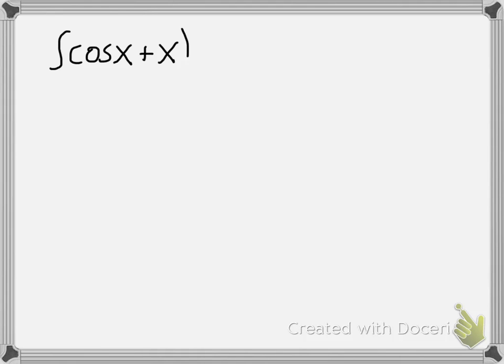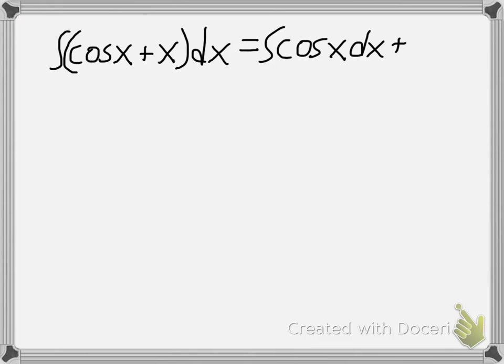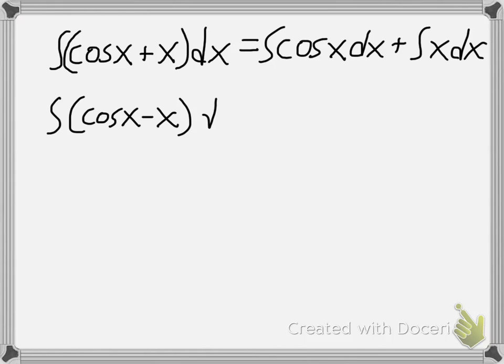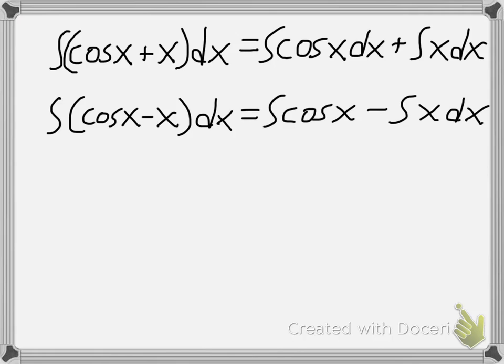So when you have something like the integral of cos x plus x dx, to solve that you simply split it up into the two separate functions. So you have the integral of cos x dx plus the integral of x dx. And the same is true for when you have cos x minus x. You just split it up, and instead of the plus, it's a minus.